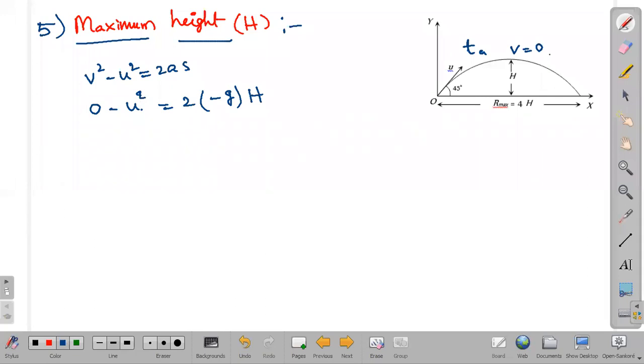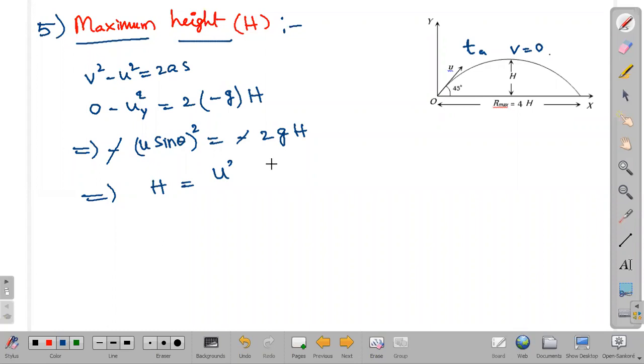So this is what uy will become. Now, minus uy. Uy is what? u sine theta. Already we derived it, from the resolution of vectors concept: (u sine theta) whole square minus 2g into capital H. This minus will cancel out. So what is left out? 2gH is equal to (u sine theta) whole square. Now H is equal to, if we write, what will we get? u square sine square theta by 2g I'll be getting. This is our maximum height attained.